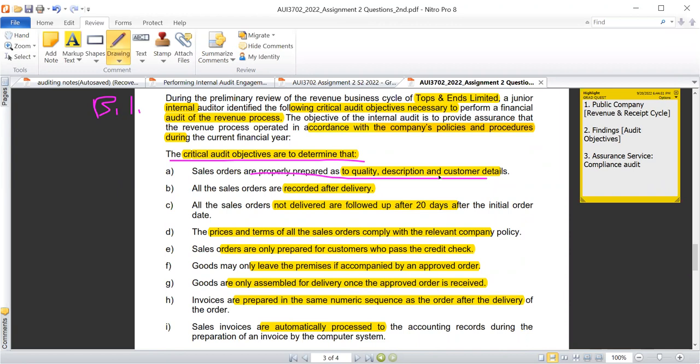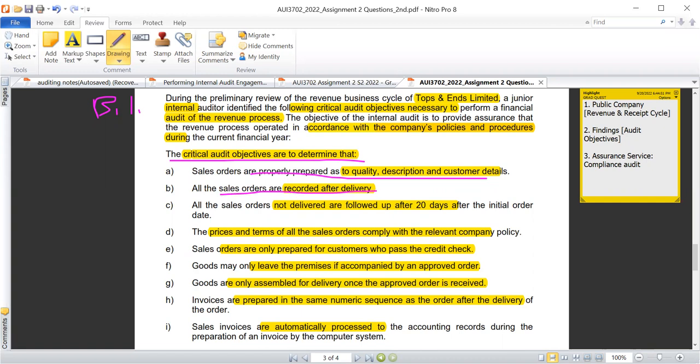Why? So what is it that you're supposed to do? You look at the audit objective and you identify the function in the revenue and receipt cycle which this particular audit objective relates to. It becomes easier to think of the risk. Some of them are risks that are literally given to you in your prescribed material right in front of you. Some of them, you can simply think out of the box. That's what I did with some of them, but I'm just trying to help as you go about doing this on your own, how do you go about doing it? So let's look at the second one. All the sales orders are recorded after delivery.